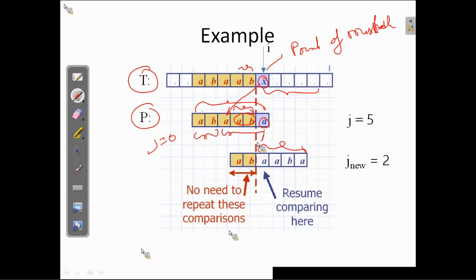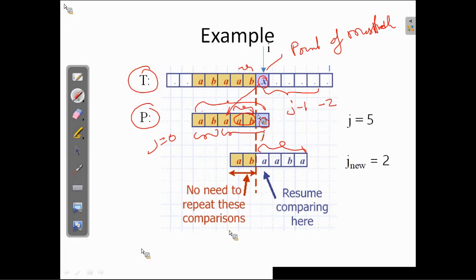Okay, so from this mismatch position in the pattern, I can subtract this suffix which is matched already with the prefix. I can go only that many positions back and start. So I can do J minus 1 minus whatever is the length of the prefix which has matched, that is 2. So I can start at J equal to 2.